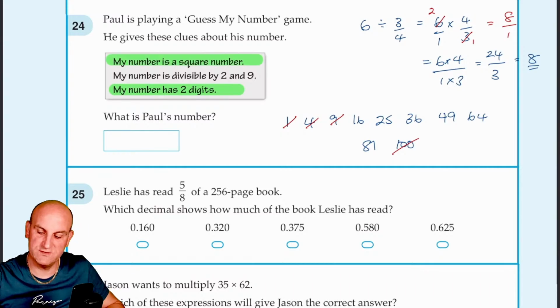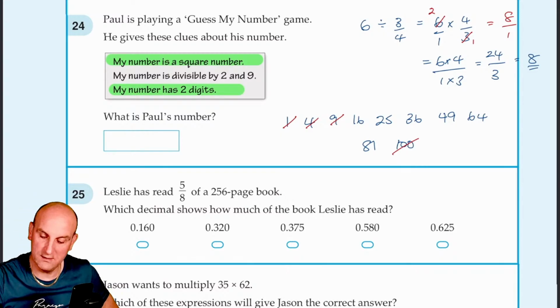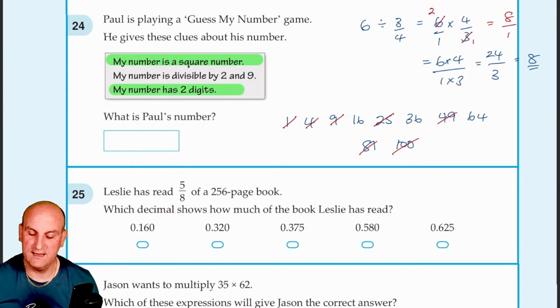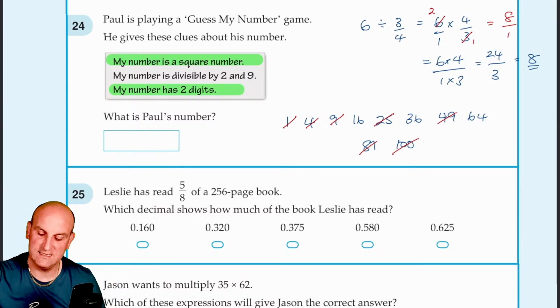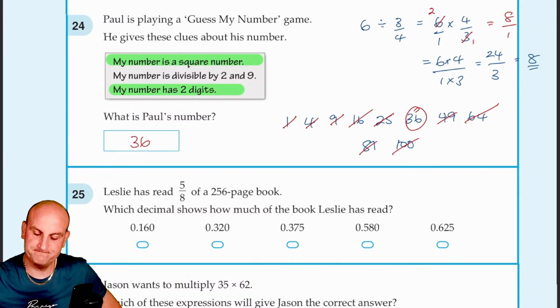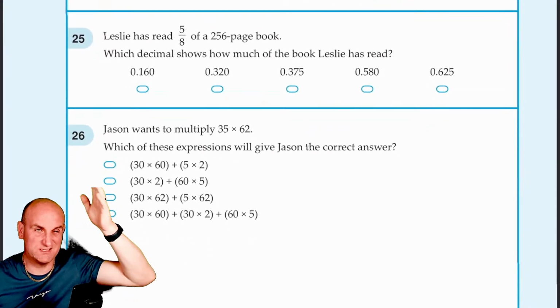So now I've got to have my number divisible by 2 and 9. Firstly, it's got to be even, because odd numbers can't be divisible by 2. So that's no good, that's no good, and that's no good. We're getting there. Now we're looking for something in the 9 times table: 9, 18, 27, 36, 45, 54, 63. There we go. The number would have to be 36. Again, when you're going through these questions, this is just my way of doing it, just to give you an indication.